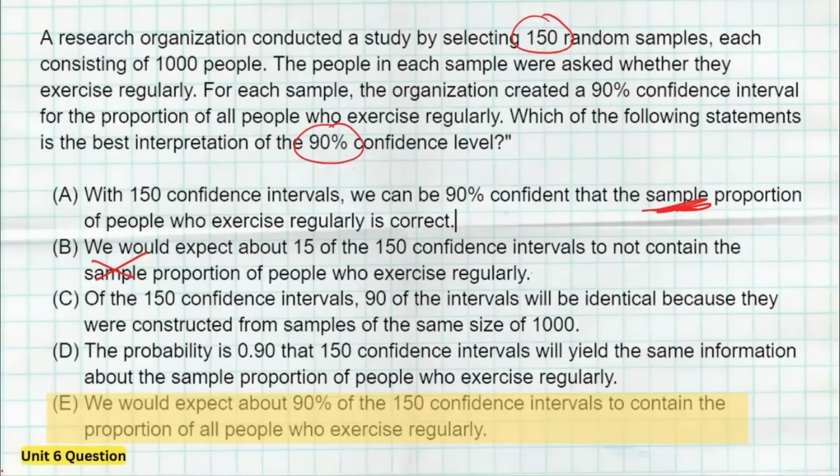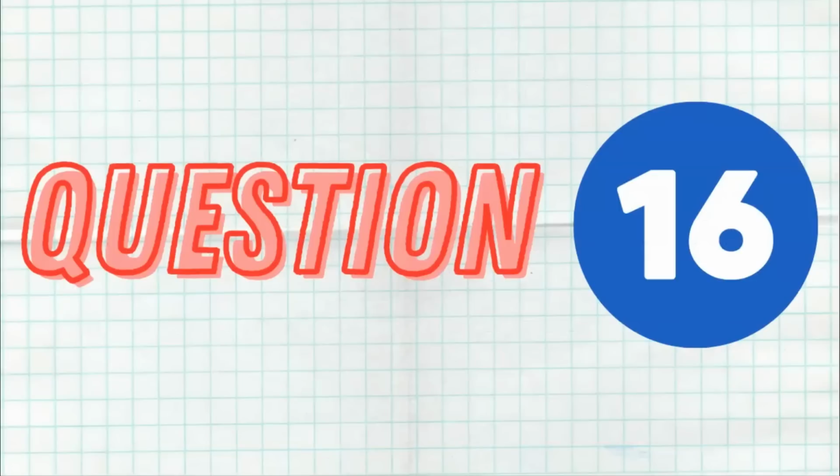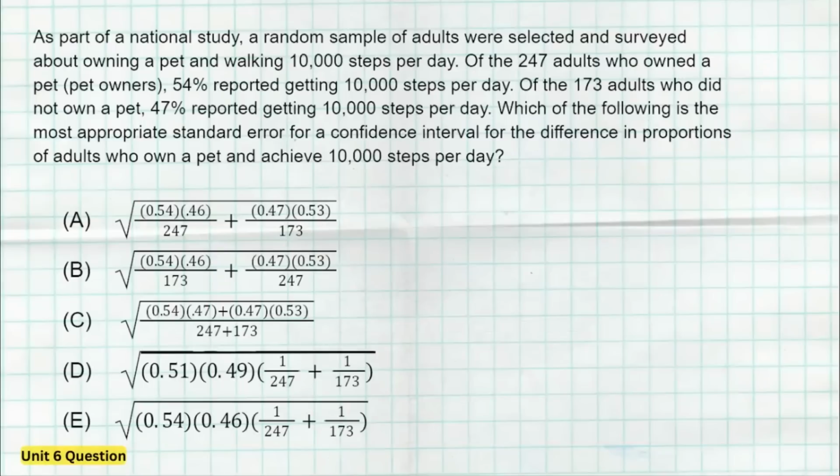And again, we're not looking for the sample. The sample proportion is what we will know, right? That's what we find on our own. It's the population proportion we're looking for. C and D also just don't make a ton of sense. E is the correct answer there as well. All right, here is question number 16, coming out of Unit 6 as well.